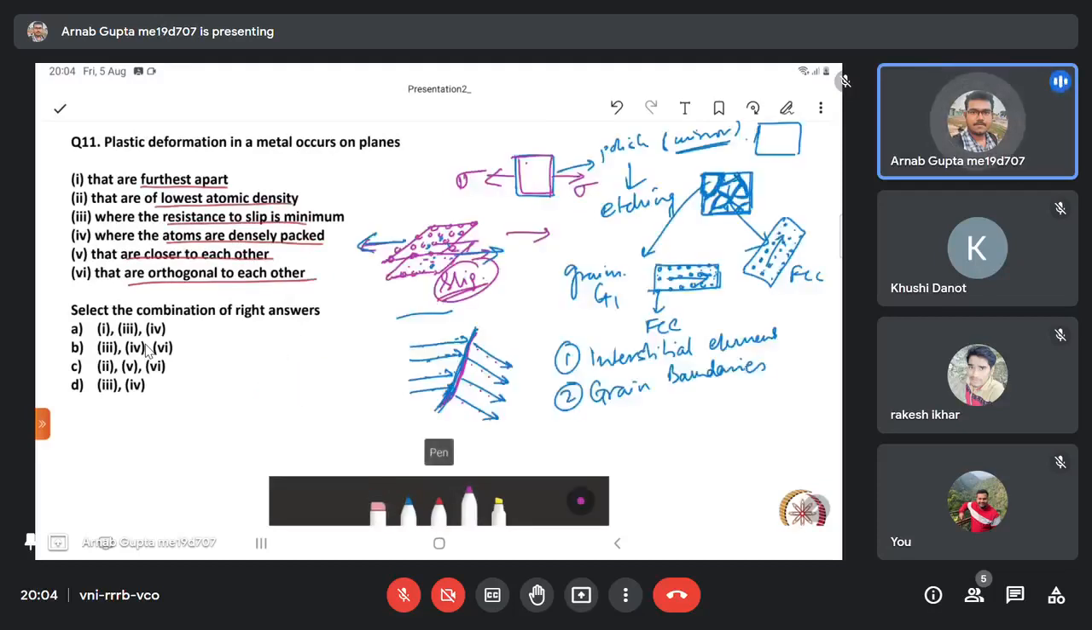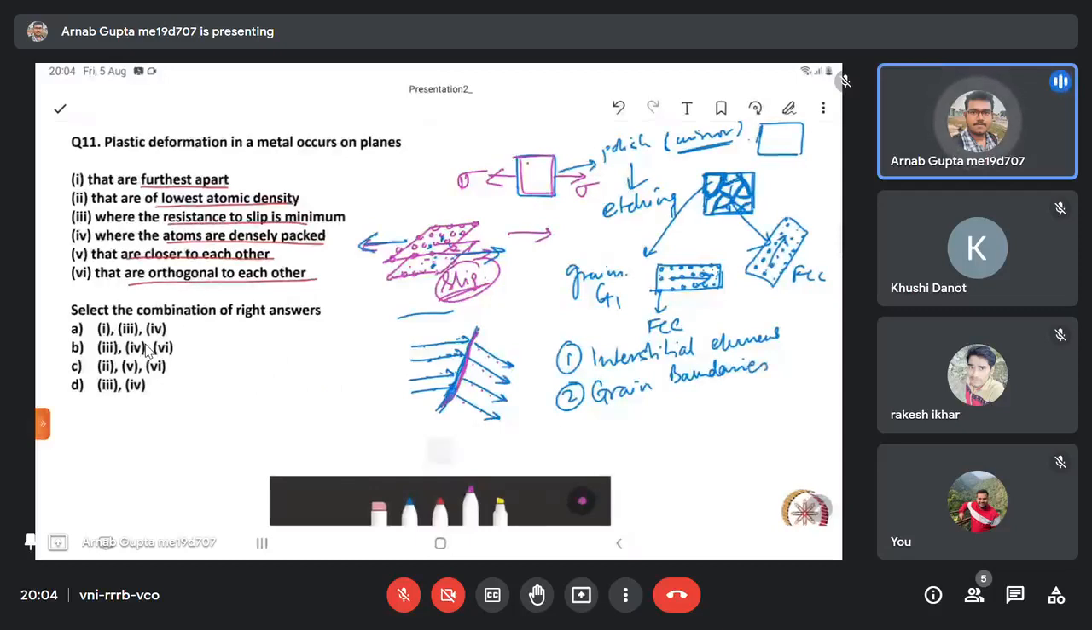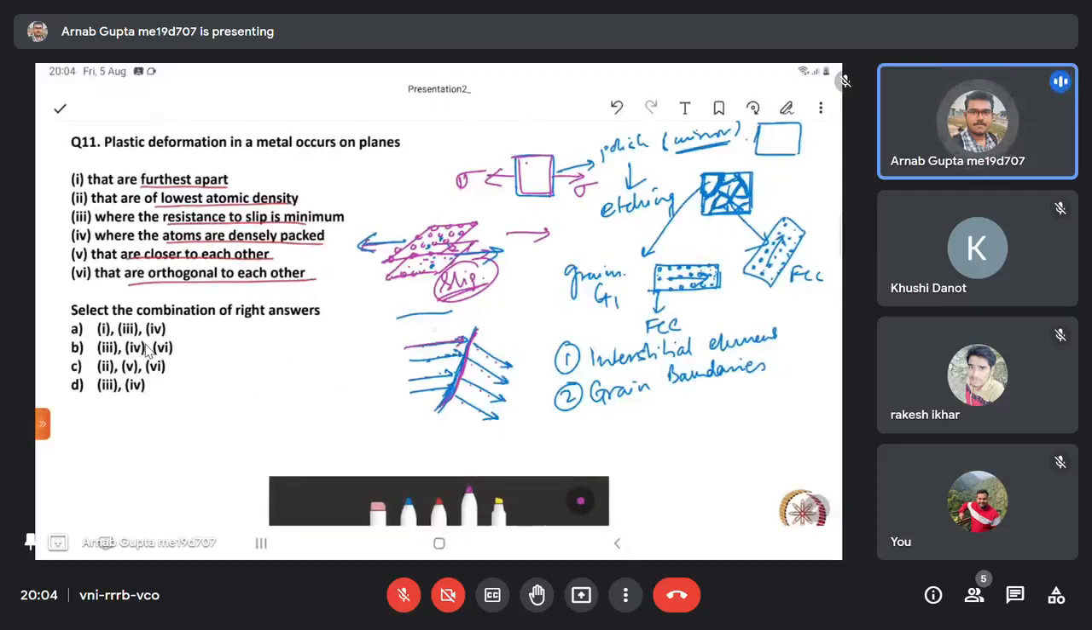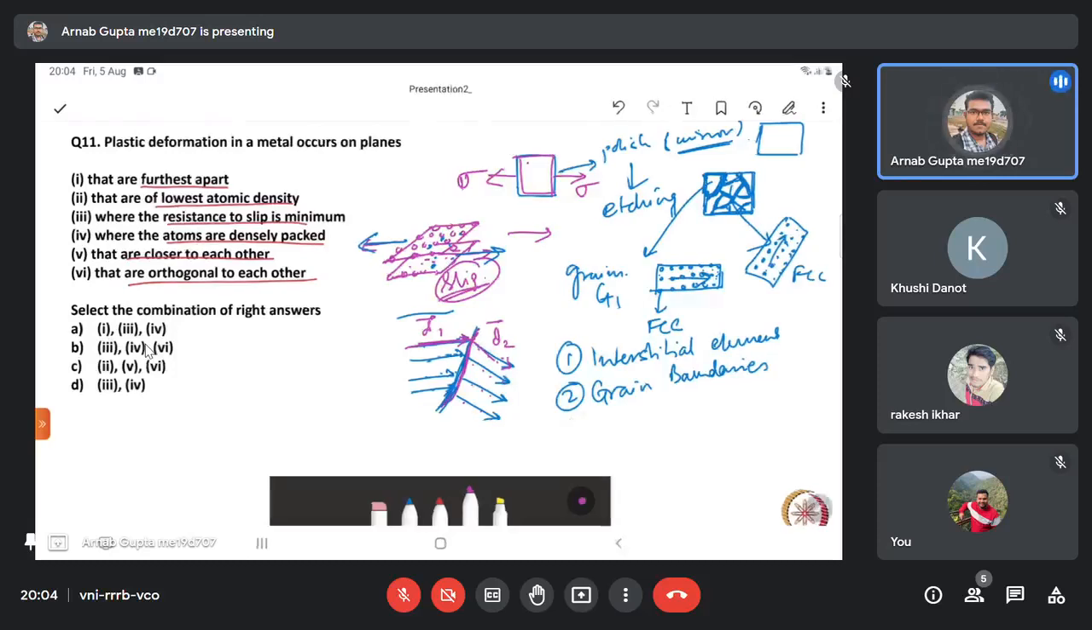At the grain boundaries, the slip has to change its direction from, say, D1 to D2. So here also, the slip is getting arrested. There are many other ways to arrest slip motion, but these are the two most common ones.